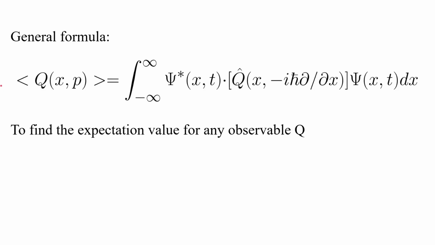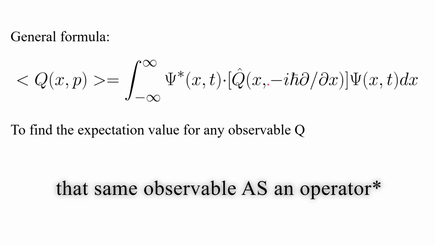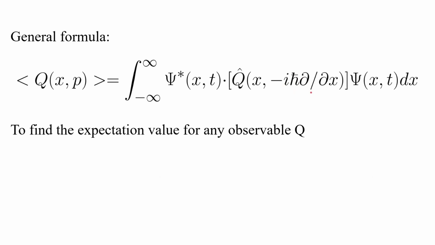Just from that example, there's a general formula for this. If you have an observable q, and it's a function of x and or p, or position and or momentum, then the expectation value of q is going to be equal to the integral over all real space of the complex conjugate of psi, psi star, times that same operator as a function of, instead of x and p, x and negative i h bar partial derivative with respect to x, and that's applied to psi. And that's going to give you the average value or the expectation value of whatever this observable is.